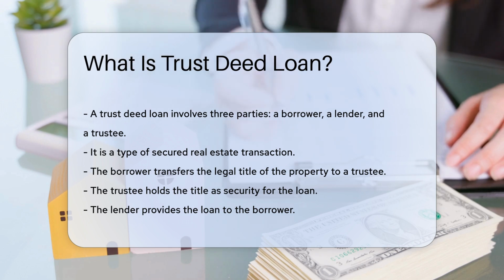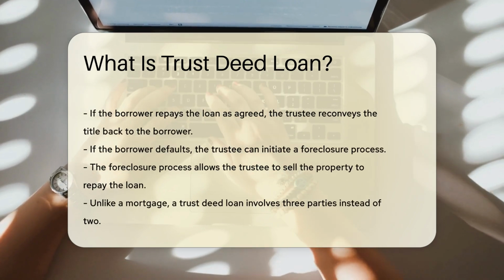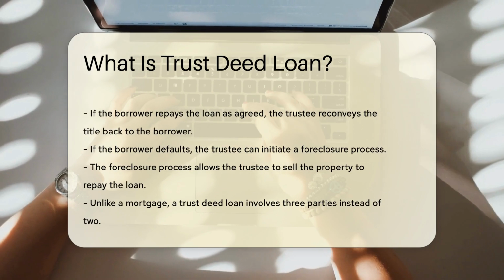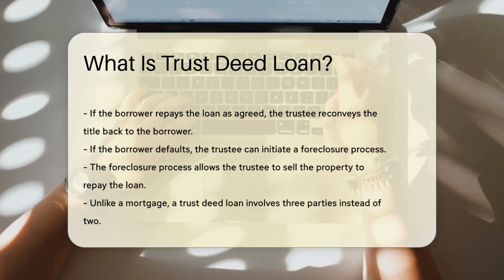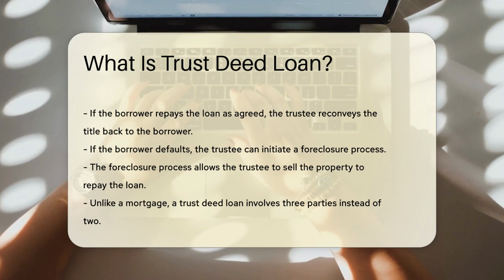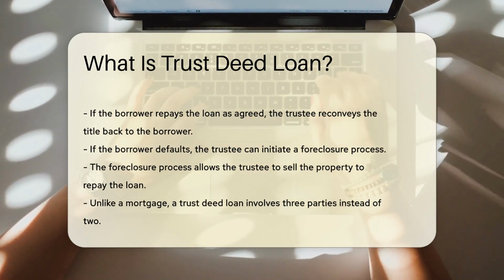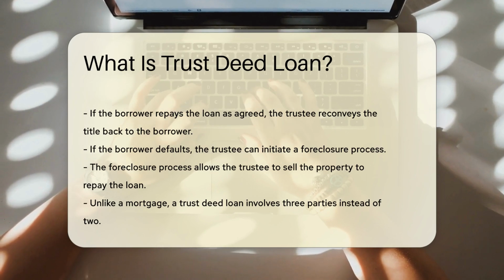If the borrower repays the loan as agreed, the trustee reconveys the title back to the borrower. If the borrower defaults, the trustee can initiate a foreclosure process. This process allows the trustee to sell the property to repay the loan. Unlike a mortgage, a trust deed loan involves three parties instead of two. The trustee acts as an impartial third party.